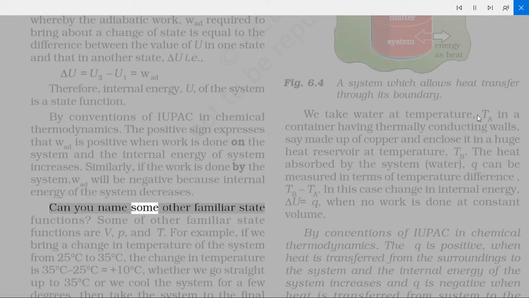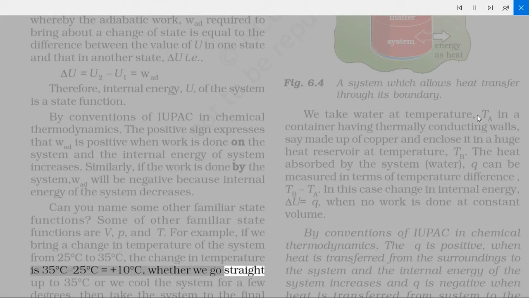Can you name some other familiar state functions? Some of the other familiar state functions are V, p, and T. For example, if we bring a change in temperature of the system from 25 degrees Celsius to 35 degrees Celsius, the change in temperature is 35 degrees C minus 25 degrees C, which is equal to plus 10 degrees Celsius.